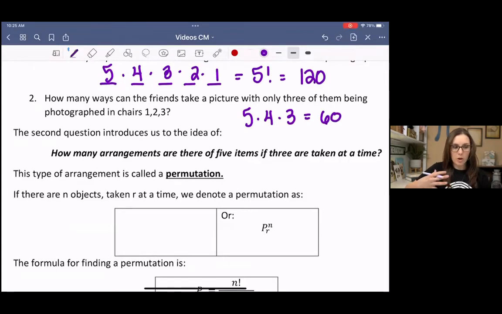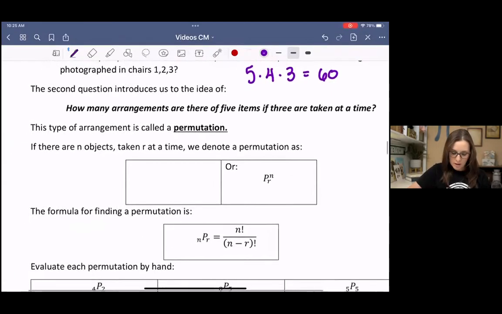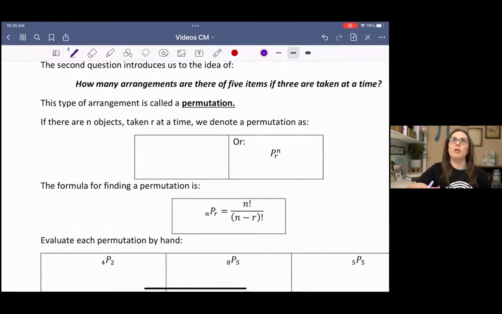This second question gets us into the idea of how many arrangements there are if the total is 5 items, or 5 classmates in this particular instance, and we only want 3 of them to be in the photo. And this idea is a permutation, where there's 5 objects and we want to take only 3 of them to arrange them in different ways. And in this particular instance, the order of the arrangement matters.